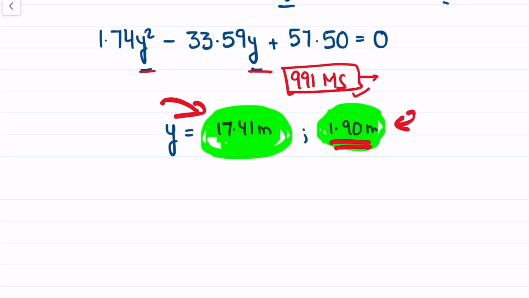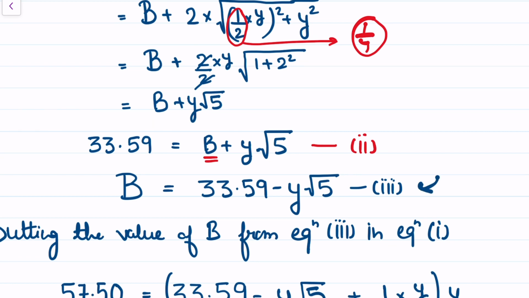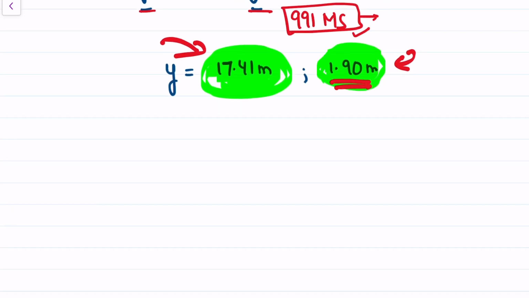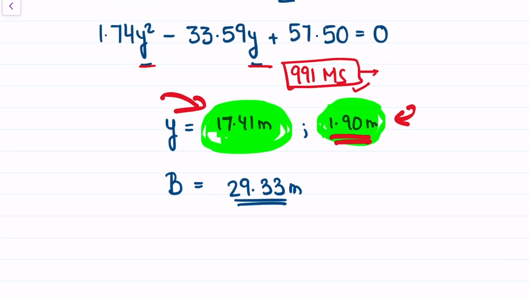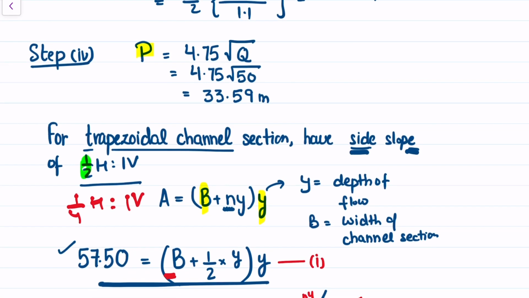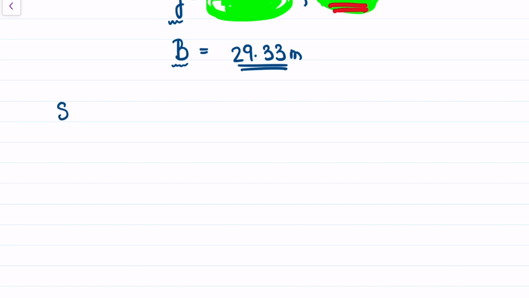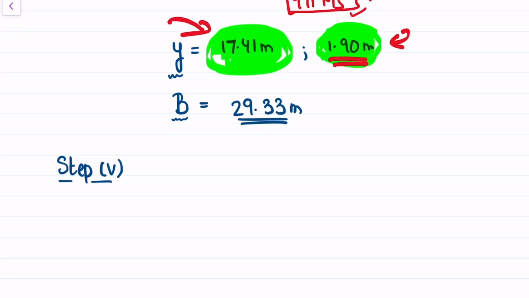So using this, if we put the value of y in equation number 3, the value of b that we will get will be 29.33 meters. So like this, we have now found out the depth as well as the width of the channel section. Now, this was step number 4. The only thing that is remaining is to find out the bed slope.